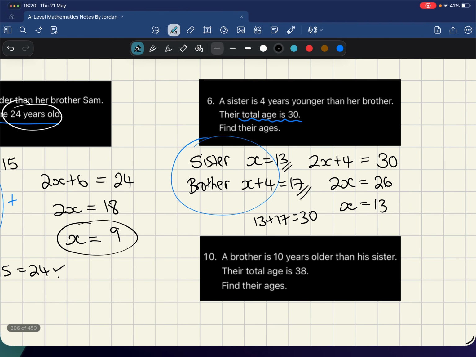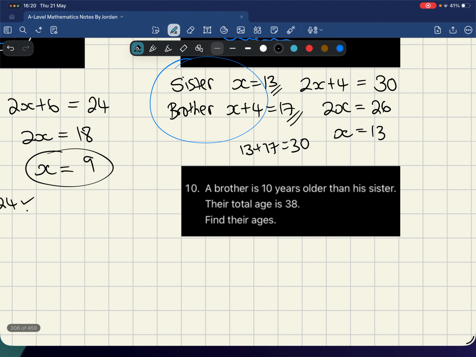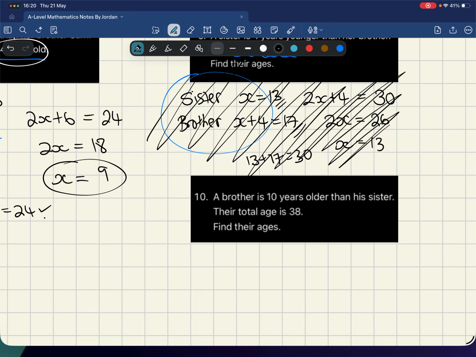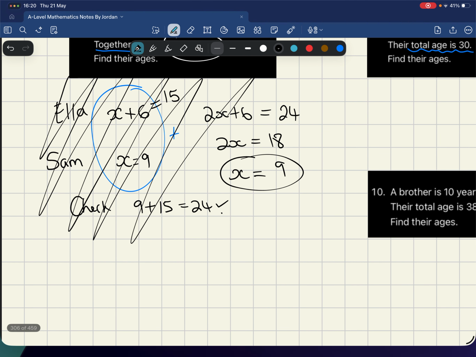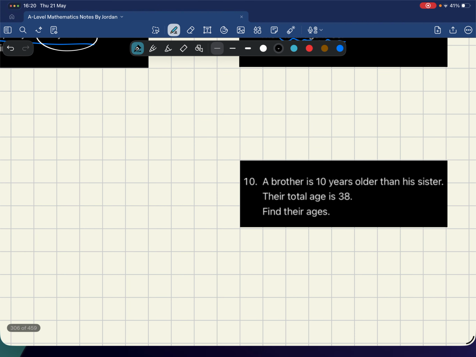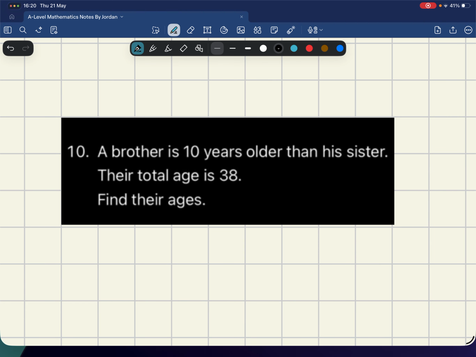Okay, so that's that. What I'd ask you to do is have a go at doing number 10 on your own. So, number 10. Pause the video, see if you can do it yourself, and then have a look in a minute for the answer.